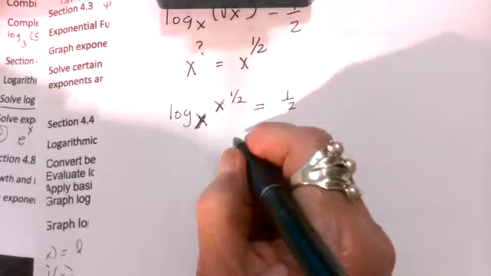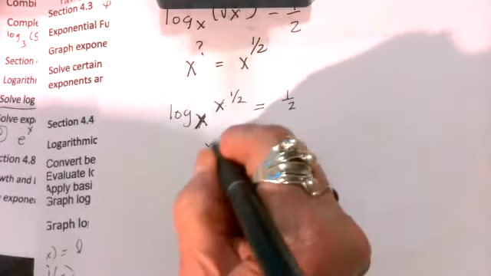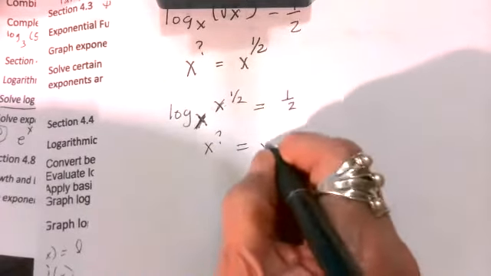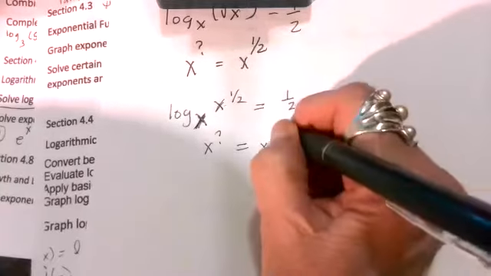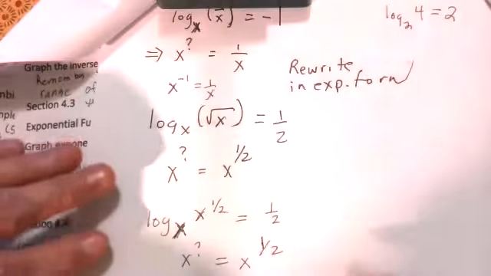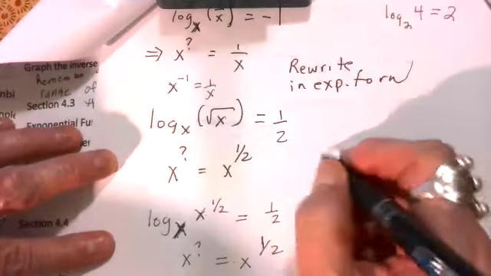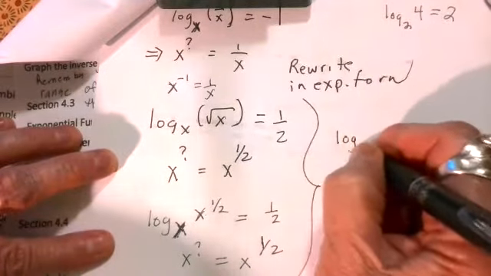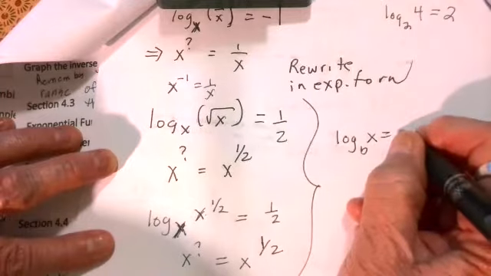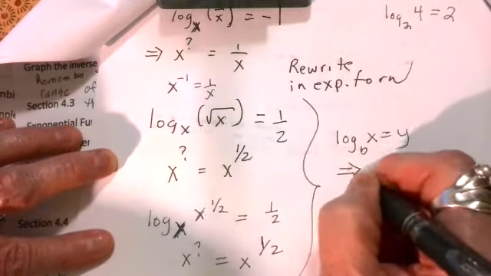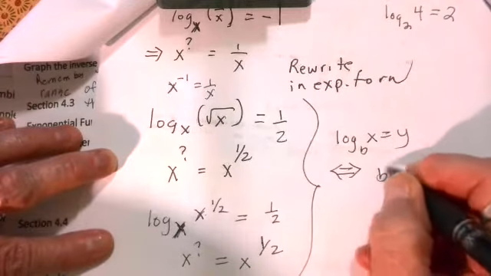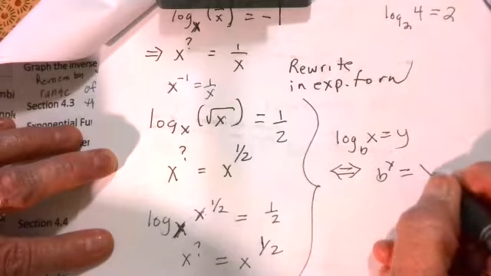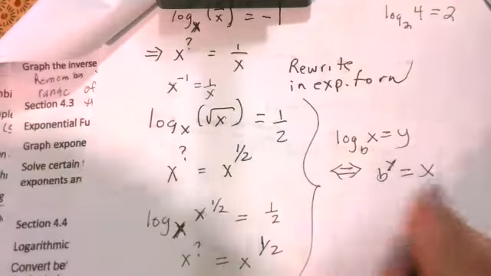But just think about it. You're really going, x to the what power gives me x to the 1/2 power? So it's obvious the answer is 1/2. So you really need to understand logs. And the key to understanding this is that log base b of x equals y is equivalent to saying b to the y equals x. You've got to understand that.